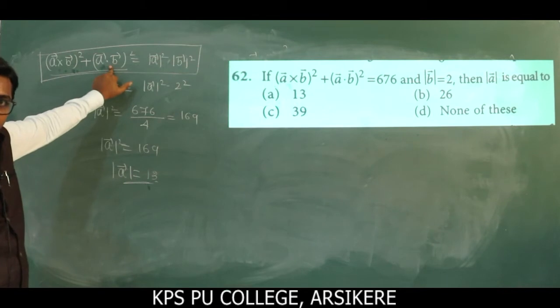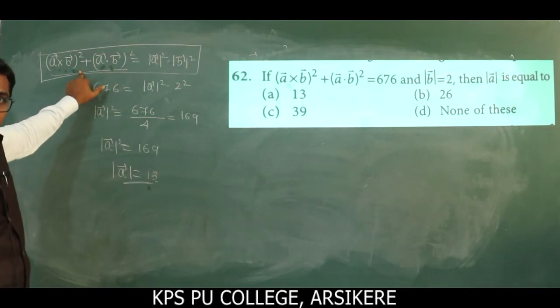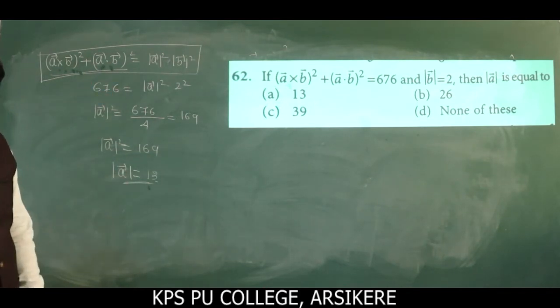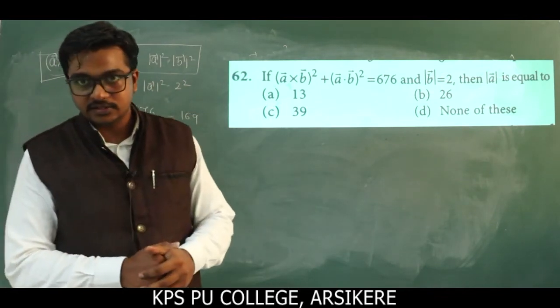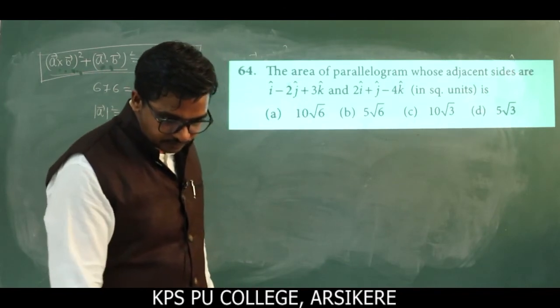In both the terms here, mod A whole square into mod B whole square is common. Here we are left with n cap whole square. Unit vector means you will get 1. Sin square plus cos square is 1. Hence we get mod A whole square into mod B whole square. This is our answer. Understood, children? Okay. Next we are moving to the next question.